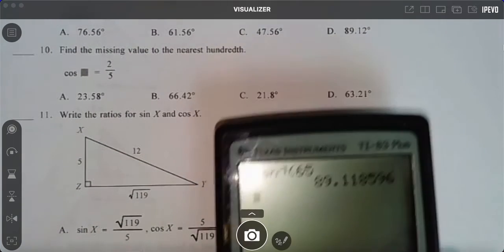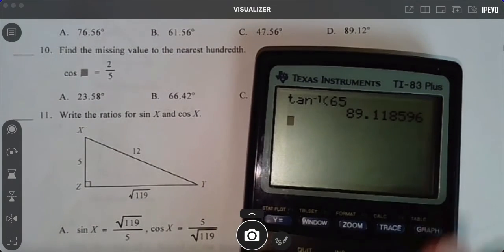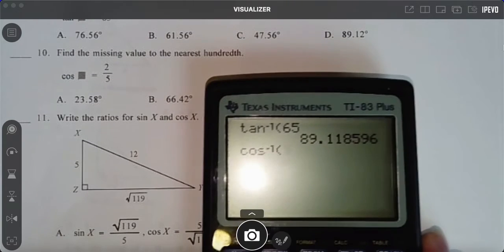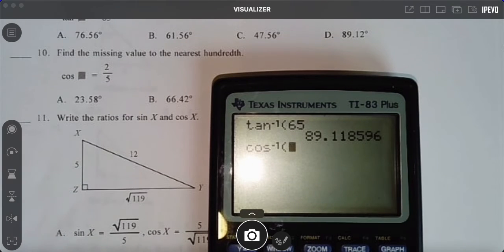On this one, what would I do for that? If you're looking for the angle, you have to move that cosine. The only way to move it is to take the inverse of it. So second cosine, that's cosine inverse of what? 2 divided by 5. And what do we get for this one? 66.42. There it is. It's B.